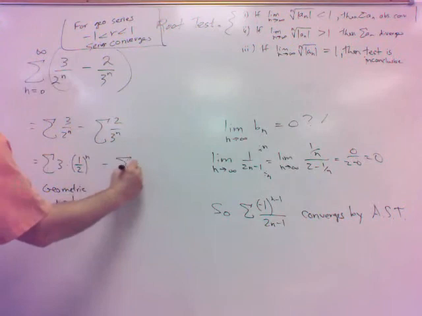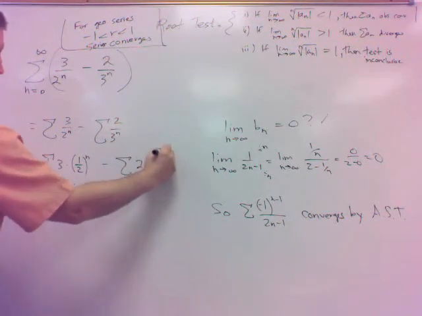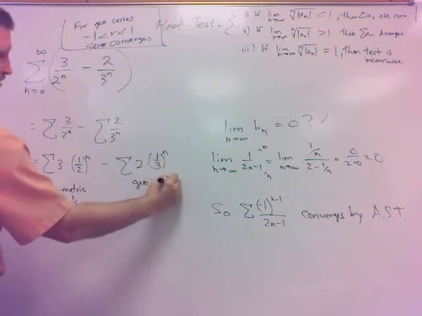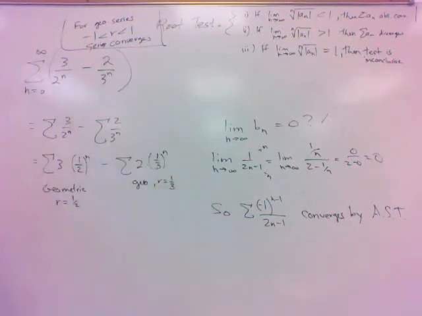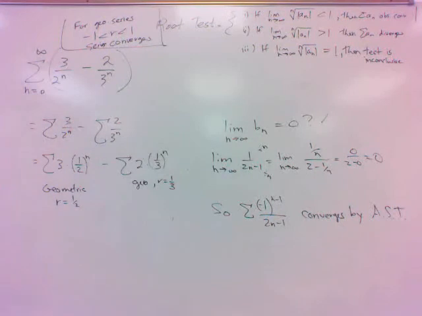Well, the other one is 2 times 1/3 to the n. That's geometric with R equals 1/3. That's also convergent. So that one converges. So we've got the difference of two convergent series. So this series converges. Now, the other good thing about geometric series, unlike the others, is we can actually say what this converges to, what this equals.